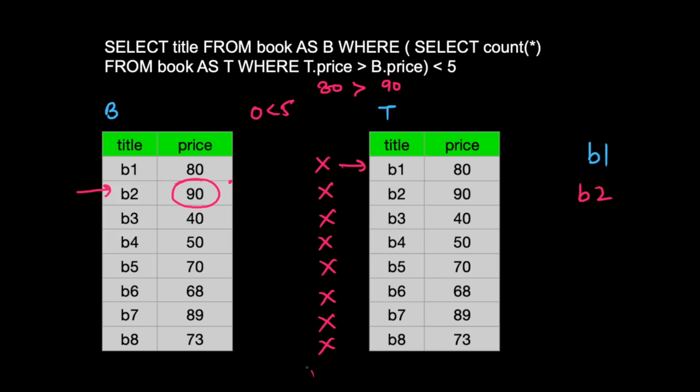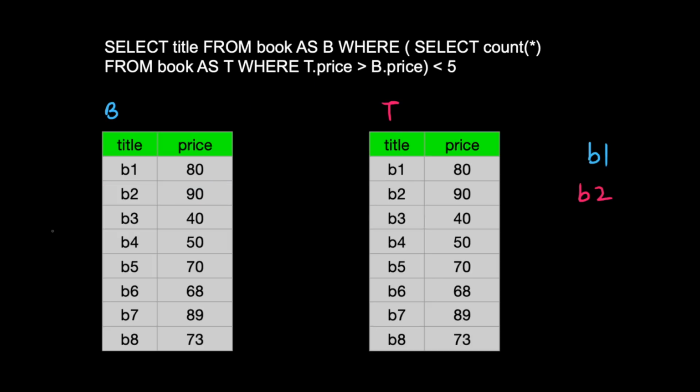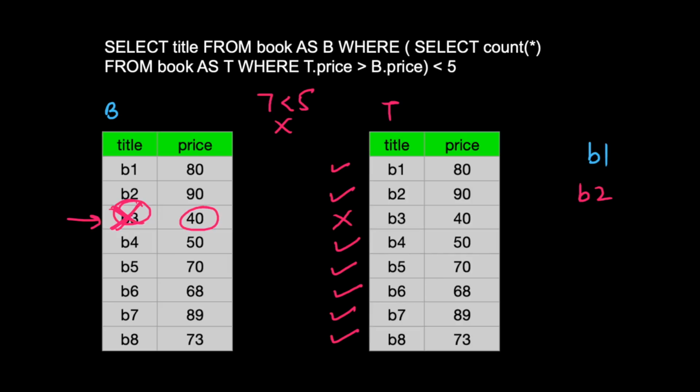Fine. Now again let's try to execute for the next row. The next row here is 40. Again we will see whether this 80 is greater than 40? Yes. 90 greater than 40? Yes. 40 greater than 40? No. 50 greater than 40? Yes. 70 greater, 68 greater, 89 greater, 73 greater. So how many rows have we got which are greater than 40? 1, 2, 3, 4, 5, 6, 7. 7 is less than 5? No, 7 is not less than 5. That means we are not going to consider this B3 title. We are not considering this B3 title in our result set.